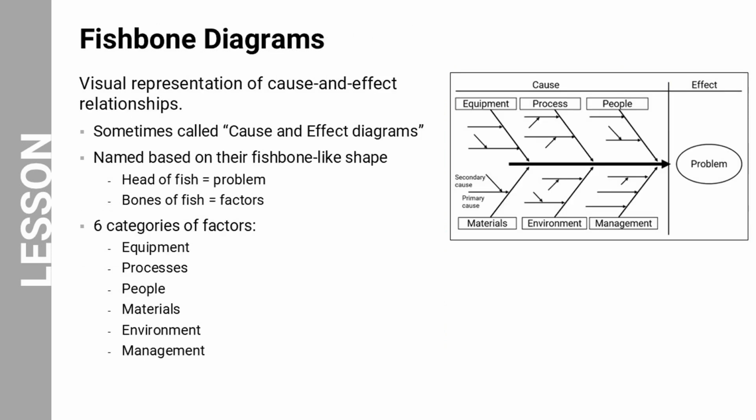A fishbone diagram is a visual representation of the cause and effect relationships of multiple workplace elements. These diagrams are sometimes called cause and effect diagrams, but are more commonly called fishbone diagrams because their shape resembles fish bones. The head of the fish is the problem you are looking into, and the bones of the fish are the possible factors. Typically, there are 6 categories of elements or factors used in fishbone diagrams. They are equipment, processes, people, materials, environment, and management. Each one of these categories is investigated to determine if they contributed to the problem.